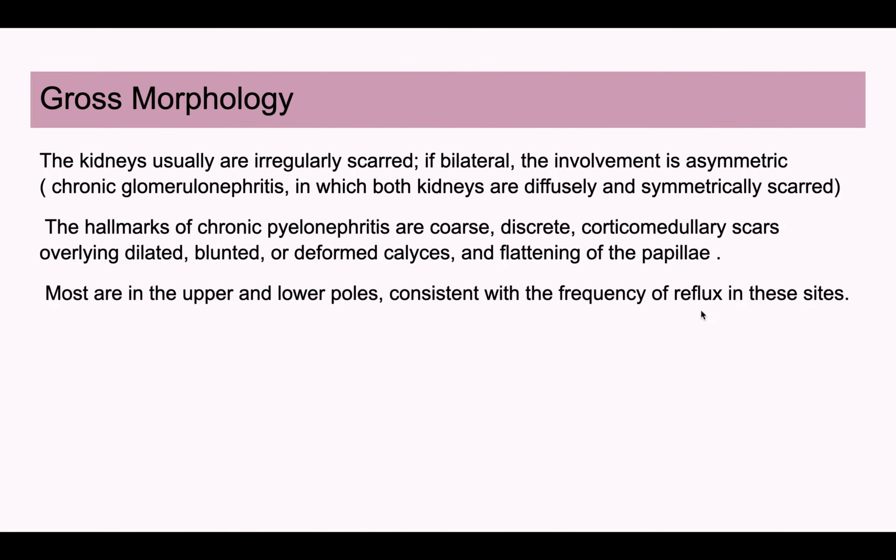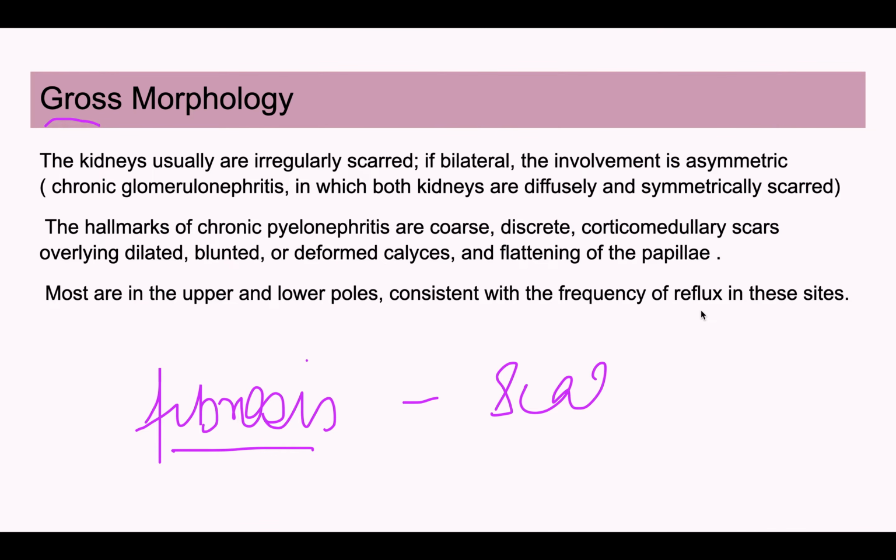Now how is the morphology? Whenever we see the kidney grossly, how will it look? Firstly we will go to the gross morphology, then we'll go to the microscopy. The kidneys, because there are repeated episodes of chronic inflammation and repeated episodes of fibrosis, will have scarring present.